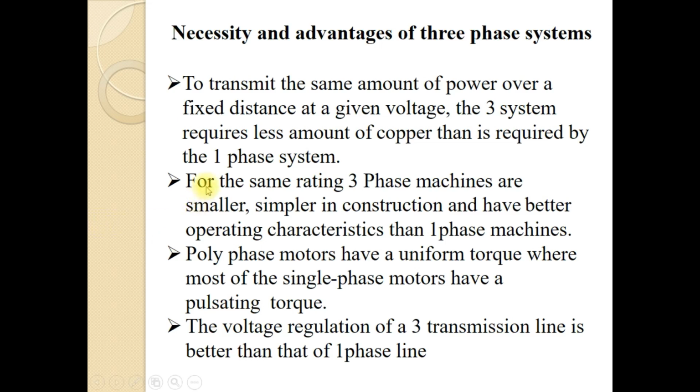Secondly, for the same rating, three-phase machines are smaller, simpler in construction and have better operating characteristics than single-phase machines. Polyphase motors have a uniform torque, whereas most single-phase motors have a pulsating torque. And the voltage regulation of a three-phase transmission line is better than that of a single-phase line. Voltage regulation means the change in terminal voltage from no load to full load. Regulation is better means this voltage change from full load to no load will be lesser compared with the single-phase transmission system.